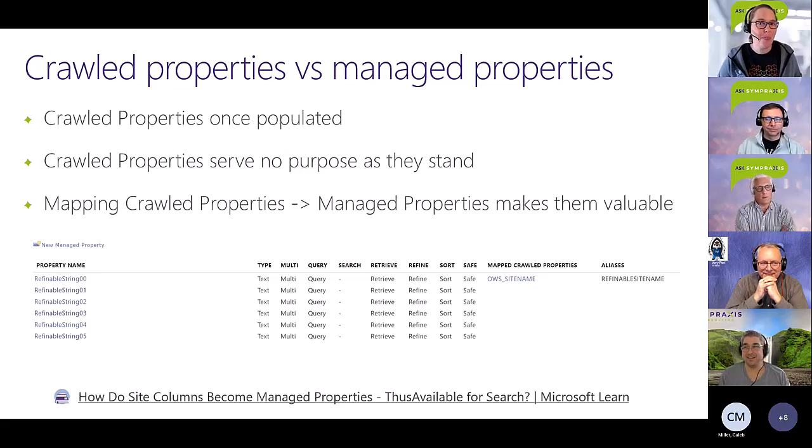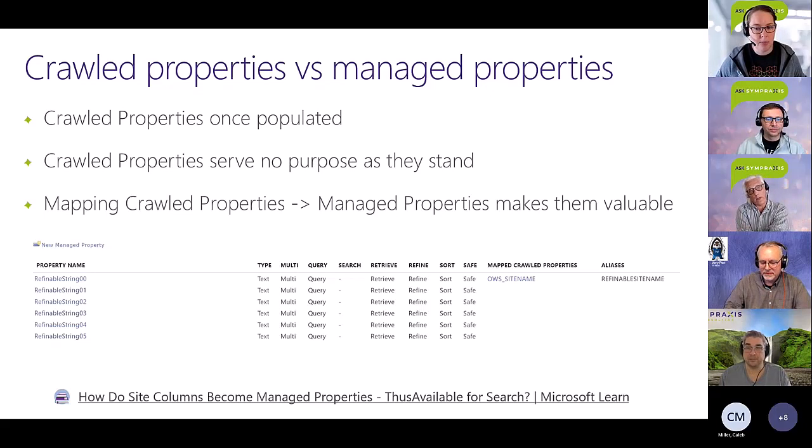Yeah, and Casper mentions the 24-hour wait. It's not really a 24-hour wait. Obviously, first of all, you have to have content somewhere that has a value before that crawled property will even show up. Then when you map the crawled property to the property name, that also needs a crawling action before RefinableString00, in this case, has something you could query against.